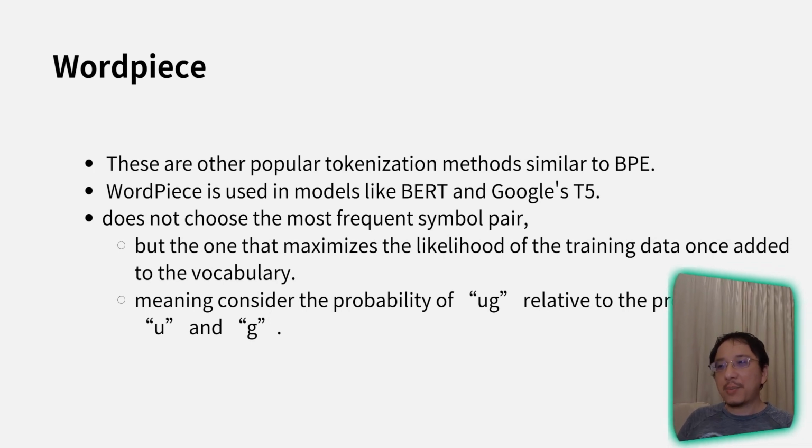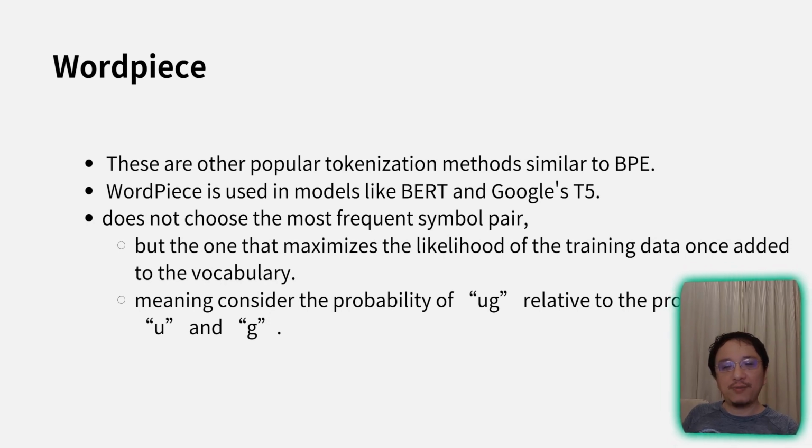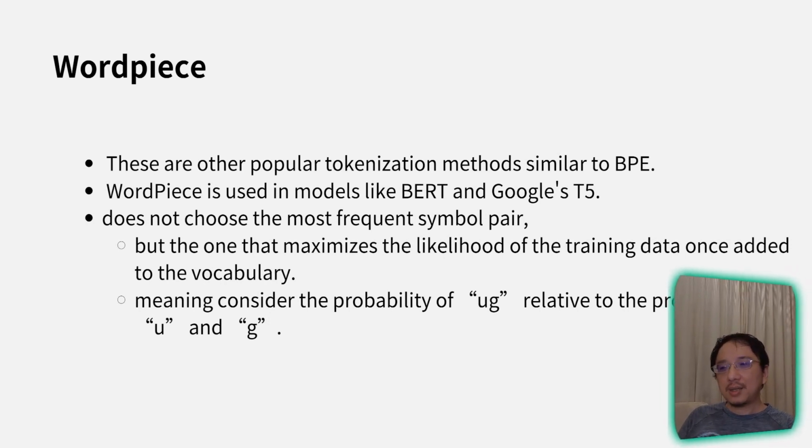Another similar algorithm is WordPiece. This is another popular tokenization method, and it works very similar to BPE. It is used in models like BERT and Google's T5. The key difference is the way that WordPiece chooses the most frequent symbol pair. In BPE, we simply count the number of times the pair is used in our text. But in WordPiece, it considers the relative frequency against the tokens in the pair.